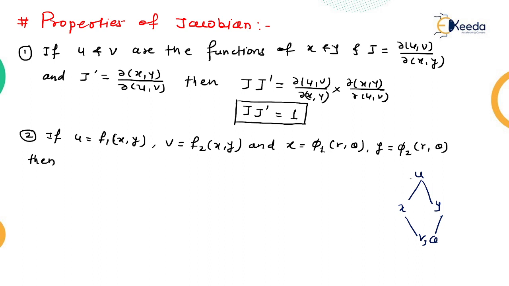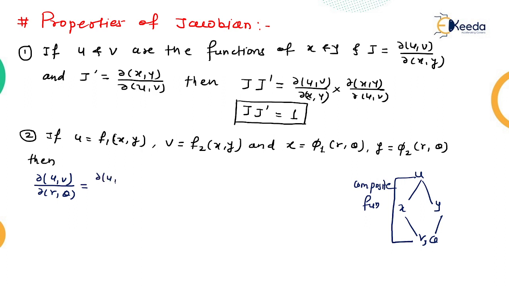So by definition of composite function, u is a function of r and theta. So that function is called a composite function, right? So in this way you have to calculate ∂(u,v)/∂(r,θ). So how will it be calculated?